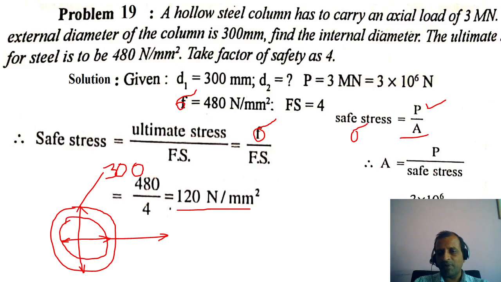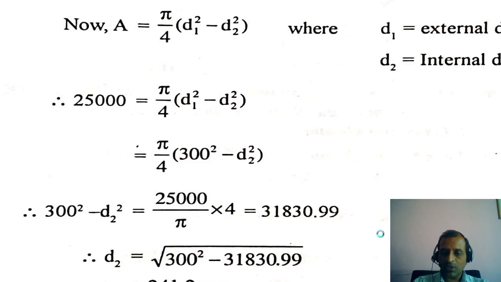So area is equal to P divided by safe stress. P is 3 into 10 to the power of 6 divided by 120. So this is equal to 25,000 mm square. This is the area, right? Now we know the formula to find the area of a hollow column, that is pi by 4 (d1 square minus d2 square), where d1 is the external diameter and d2 is the internal diameter. The external diameter is given as 300 mm, but he is asking for the d2 value, right? Substitute the value of A: 25,000 is equal to pi by 4 (d1 square minus d2 square).